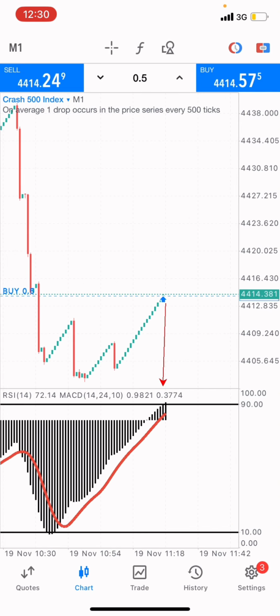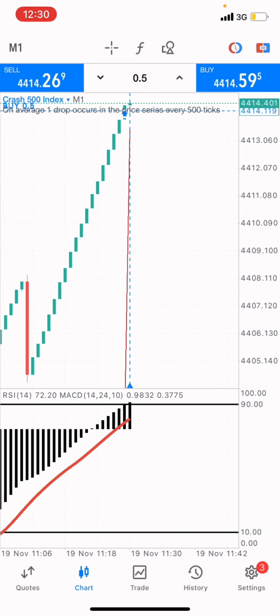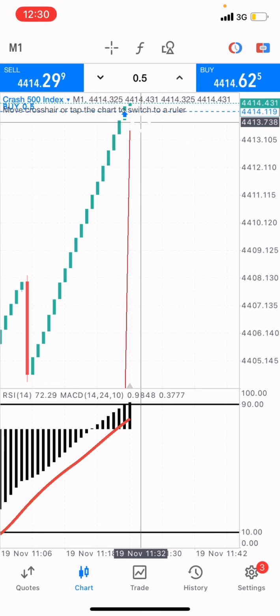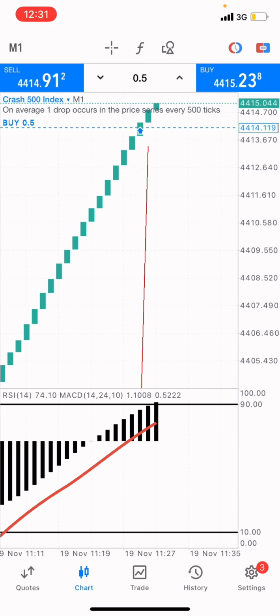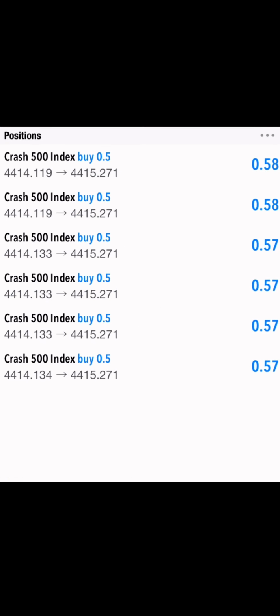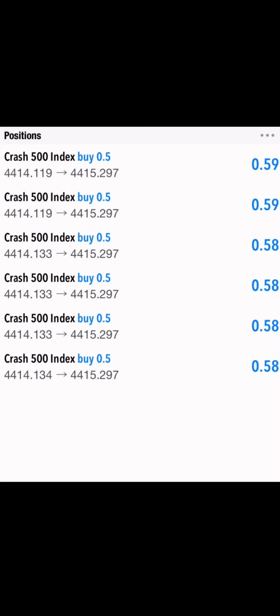So just to wait for that entry, I'm going to exit and take the profit after the third candle. All right, now that the third candle has been completed, I'm going to exit the market. You can see our profit right there. I'm going to close all the trade positions, as you can see.